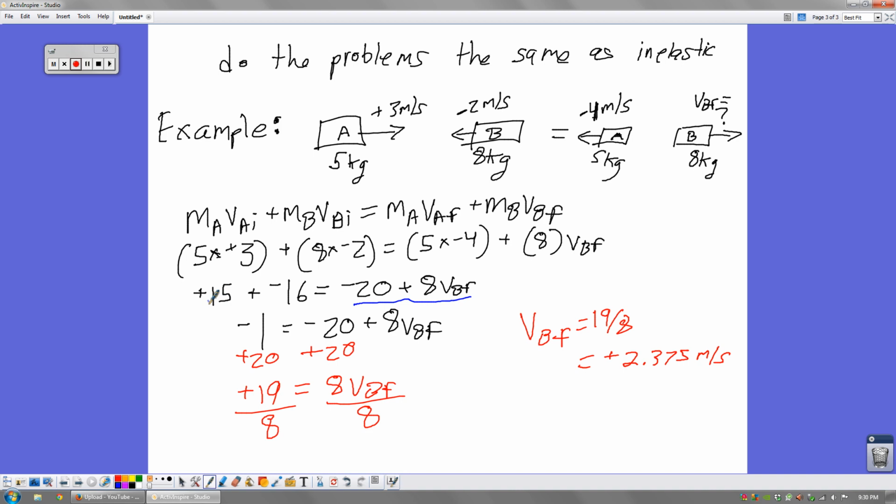I am now, let's see, 1, 2, 3 below the middle of the page, in case you're curious.